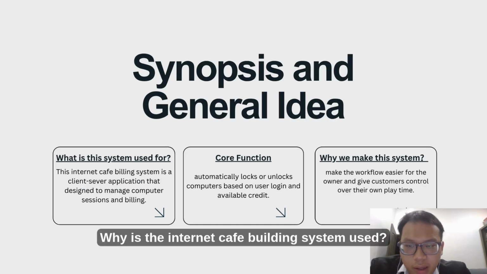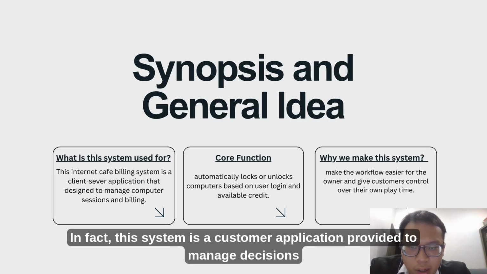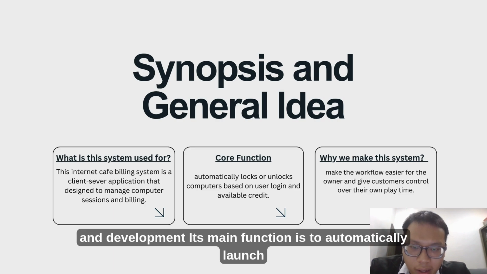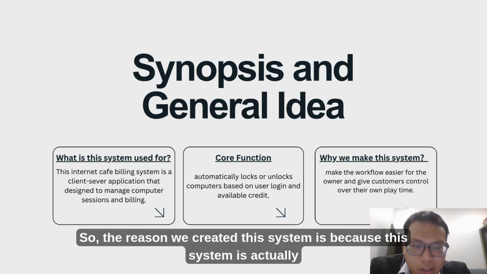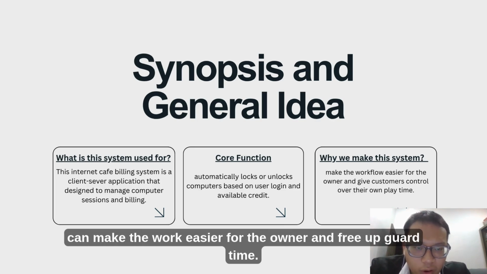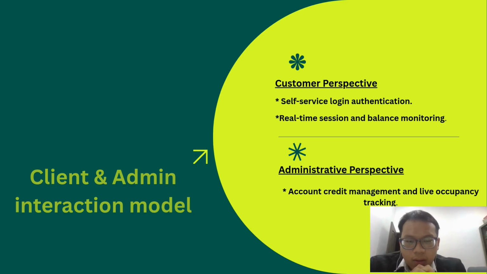What is the Internet Cafe Building System used for? Actually, this system is a client-server application that's designed to manage computer stations and building. Its core function is to automatically lock and unlock computers based on user login and available credit. The reason that we made this system is that it can make the workflow easier for the owner and give customers control of their time.